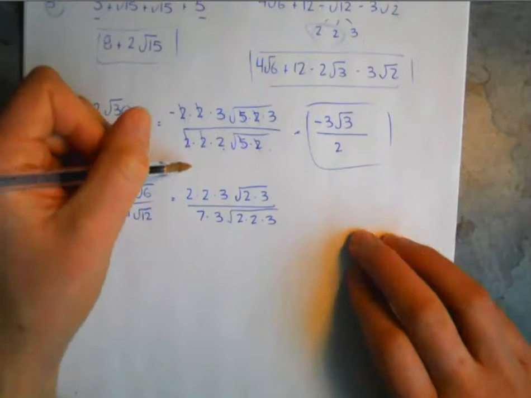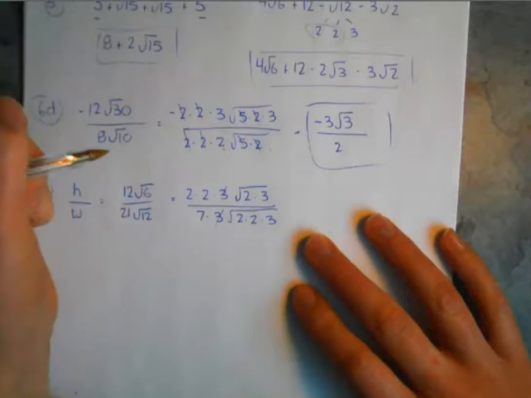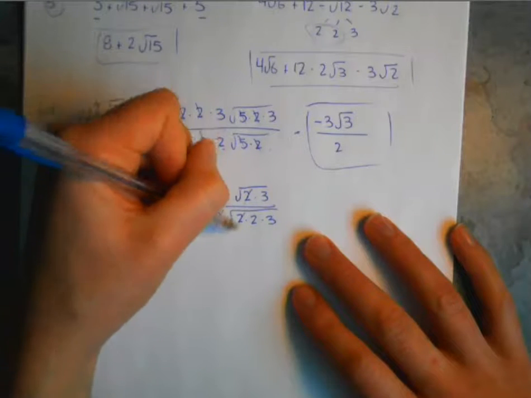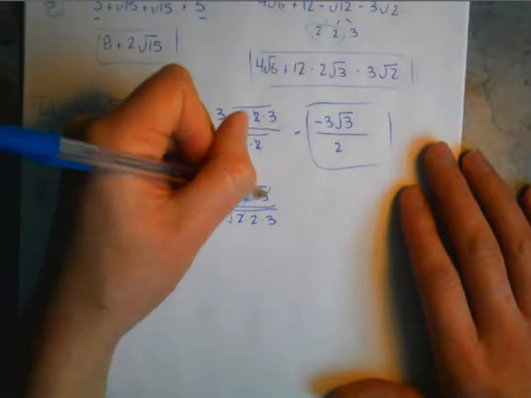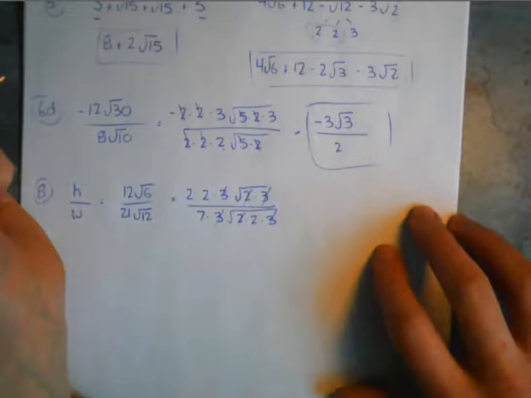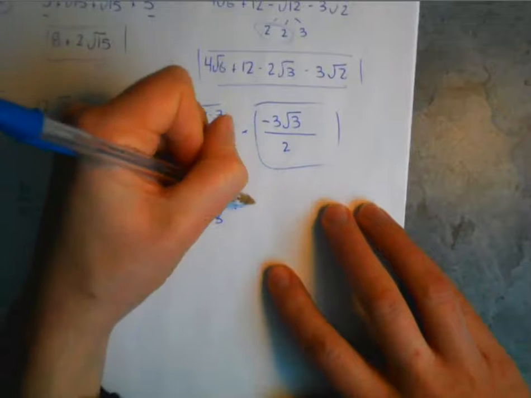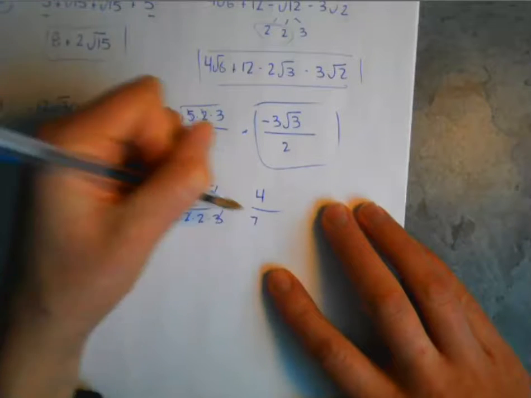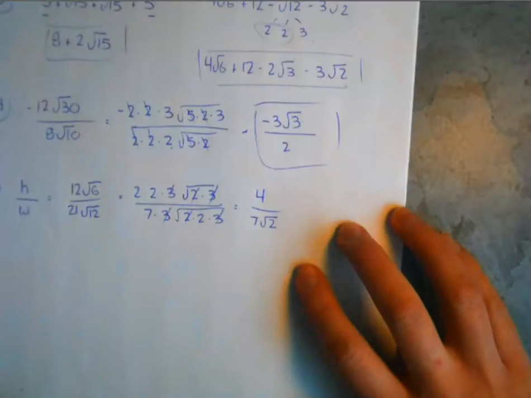Okay, so again, looking at what we can cancel out, 3 and 3 are going to cancel out on the outside. One number 2 from each radical can cancel out, and one number 3 from each radical can cancel out. So that leaves us with 2 times 2 is 4, and then on the bottom we have 7, and we still have a 2 underneath the radical, so 7 root 2.